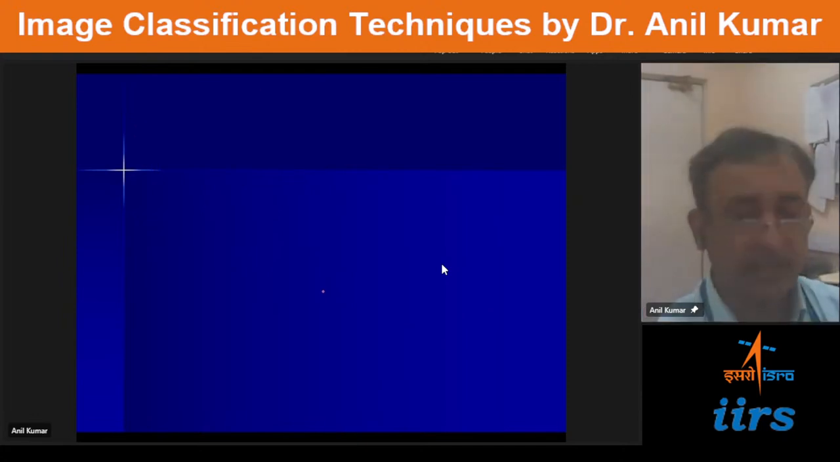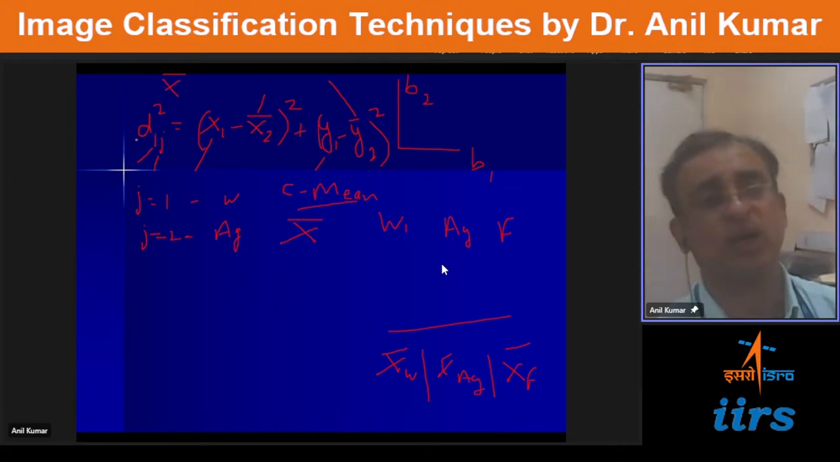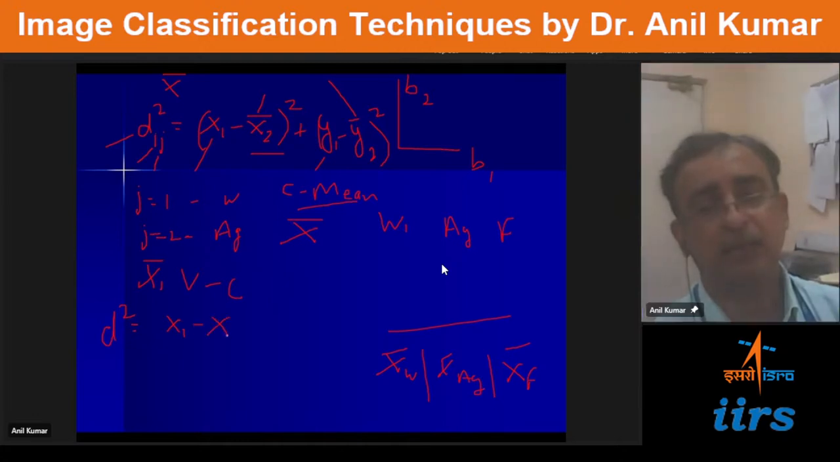Second is Mahalanobis distance. What is the difference between Mahalanobis distance and C-means? C-means uses only the mean. The Mahalanobis distance uses the mean as well as the variance covariance. If you see the distance formula, distance square comes to be like that: (x1 minus x2) transpose, and then A inverse, and then (x1 minus x2).